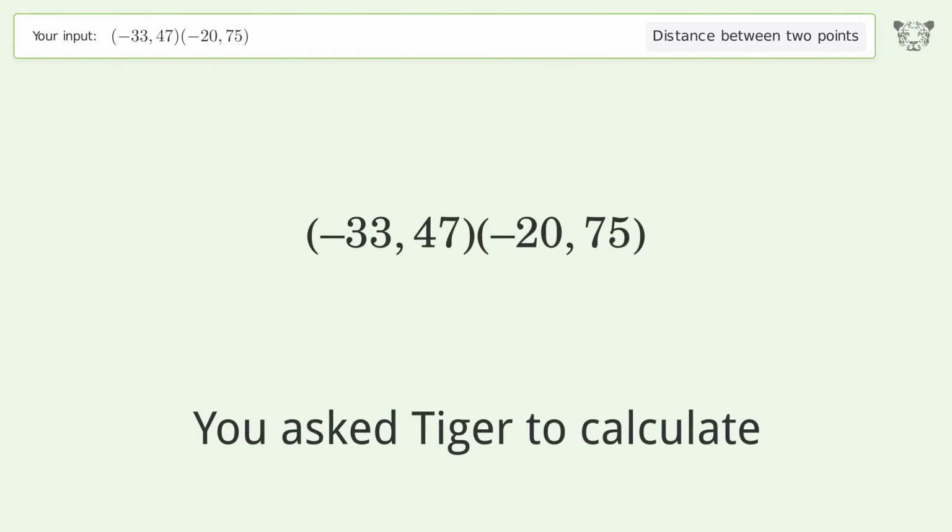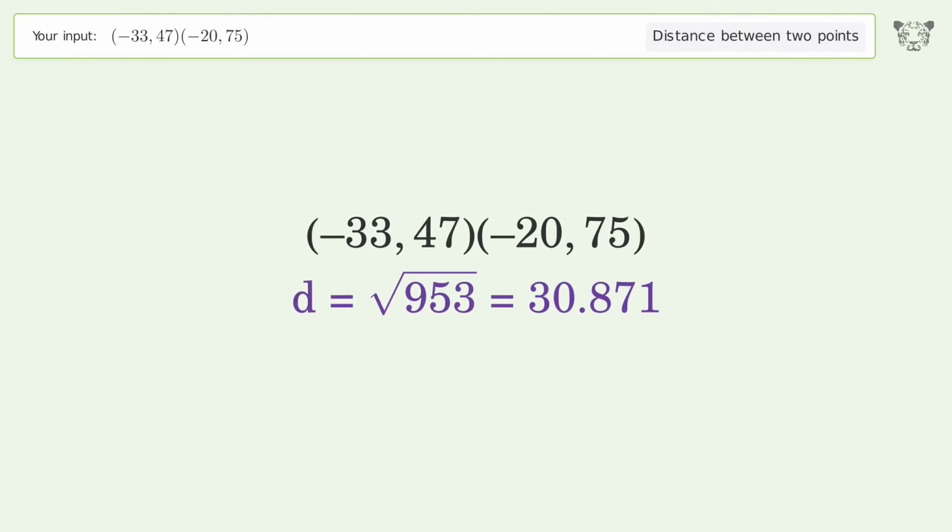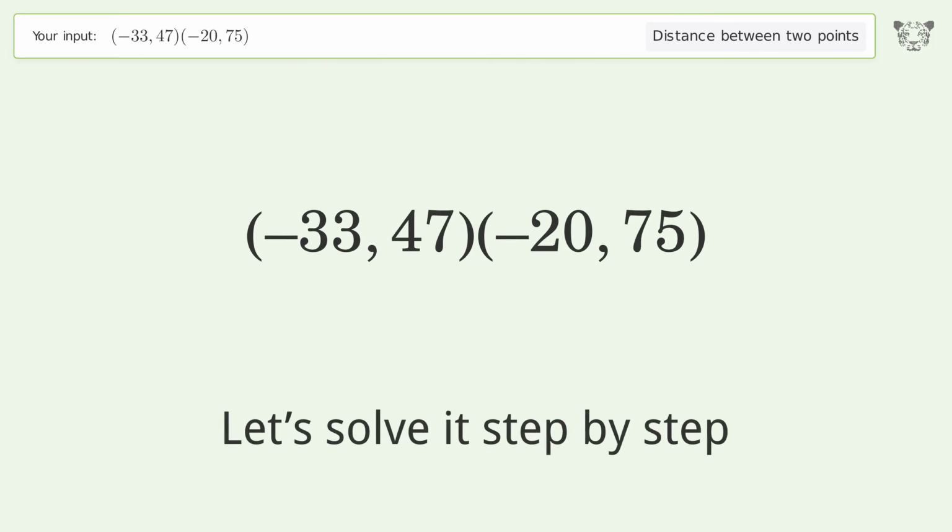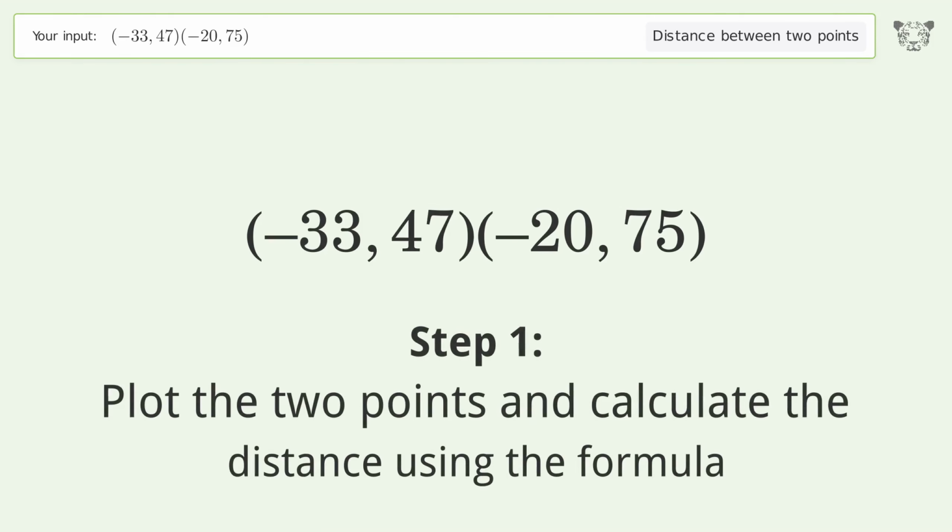You ask Tiger to calculate. This deals with the distance between 2 points. The distance between the 2 points is the square root of 953, or 30.871. Let's solve it step by step. Plot the 2 points and calculate the distance using the formula.